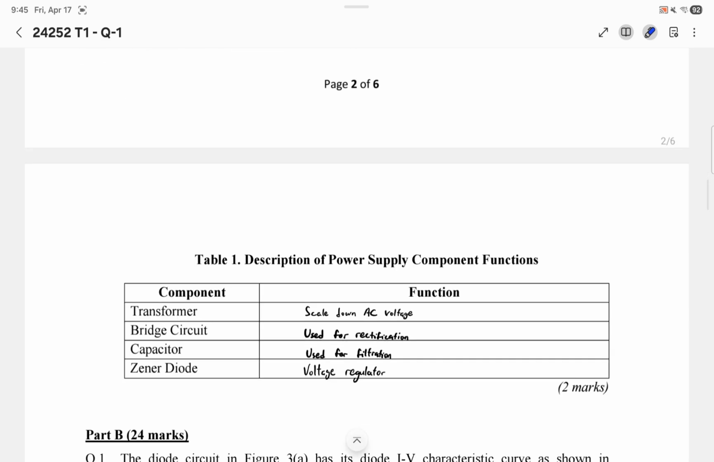Then question 3. The function of the transformer is to scale down the AC voltage. The bridge circuit is used for rectification, the capacitor is used for filtration, and lastly, the Zener diode is used as a voltage regulator. Part B, question 1.